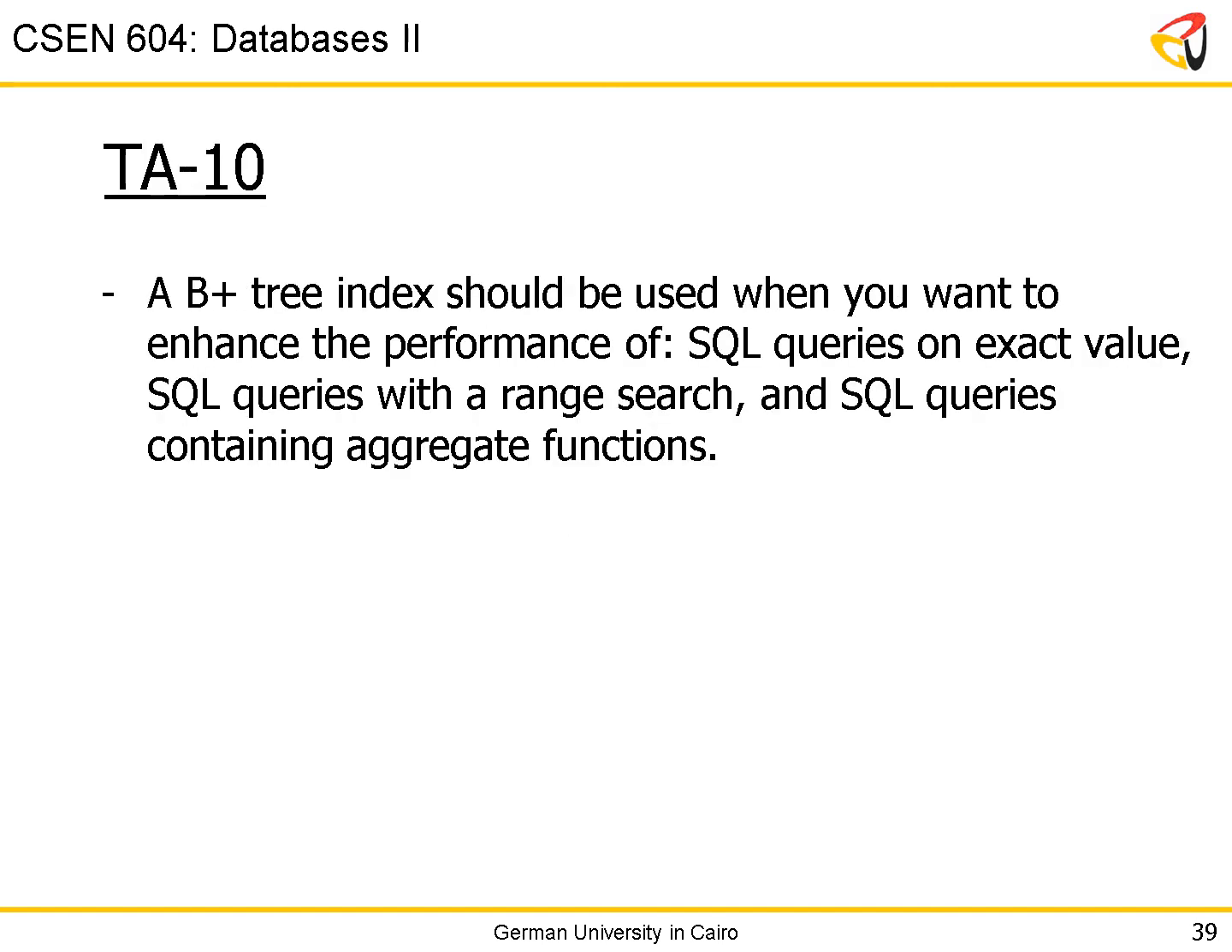So here's the 10th takeaway for you in this course. A B+3 index should be used when you want to enhance the performance of SQL queries on exact value, SQL queries with a range search, and SQL queries containing aggregate functions.